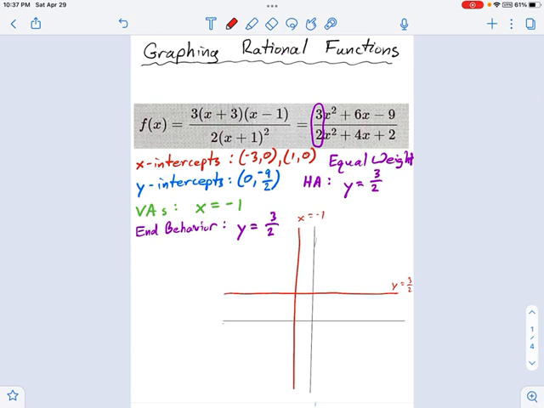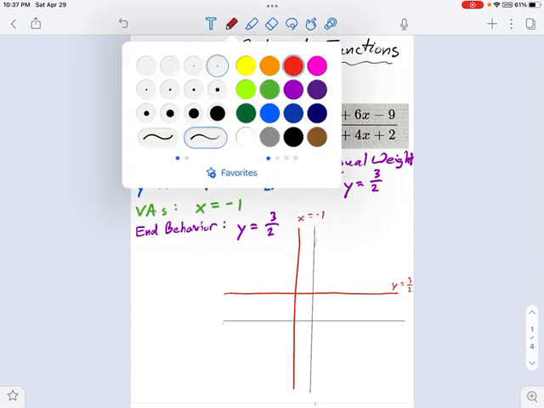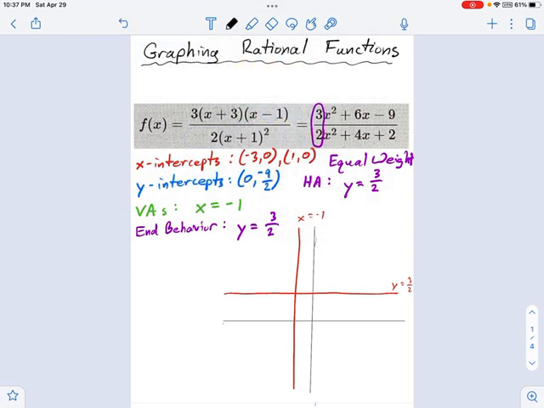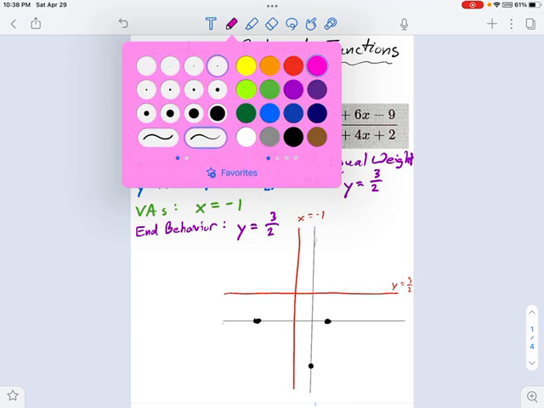And now let's draw some intercepts. I want a little bigger dot. Make this a little more bold. X-intercepts are at -3, 0, somewhere over there, and 1, 0, somewhere over here. And now my y-intercept, remember that 0, -9/2, so that's like down here somewhere. Okay, so we've got some nice intercepts on there, and all that's left to do is to graph the function.